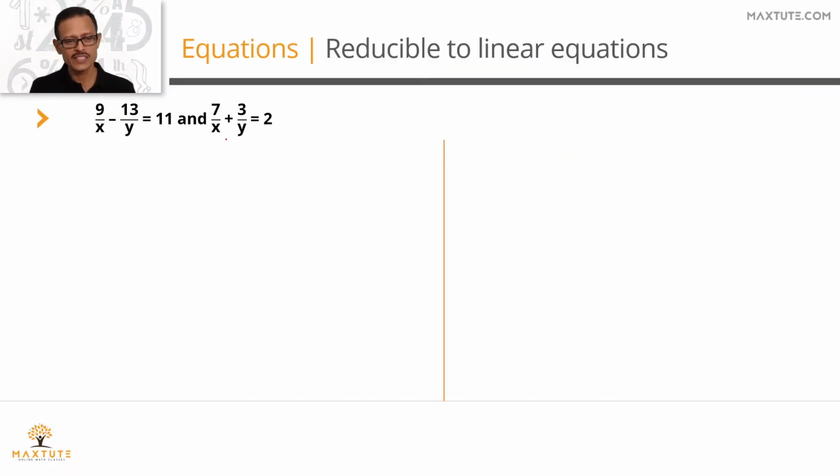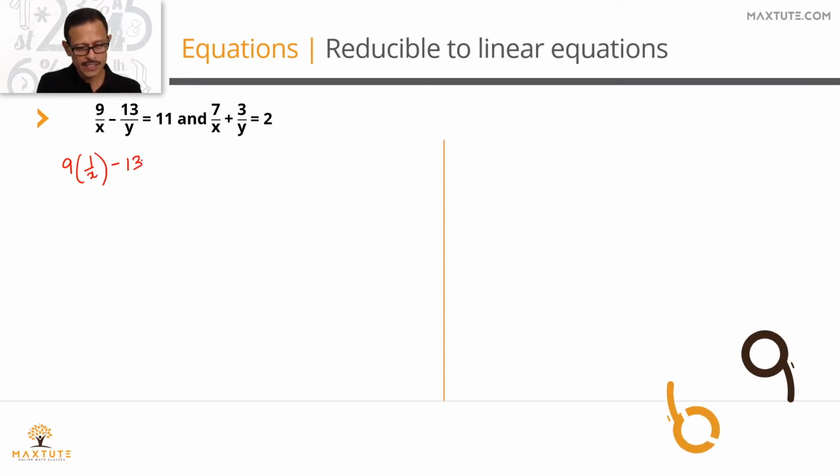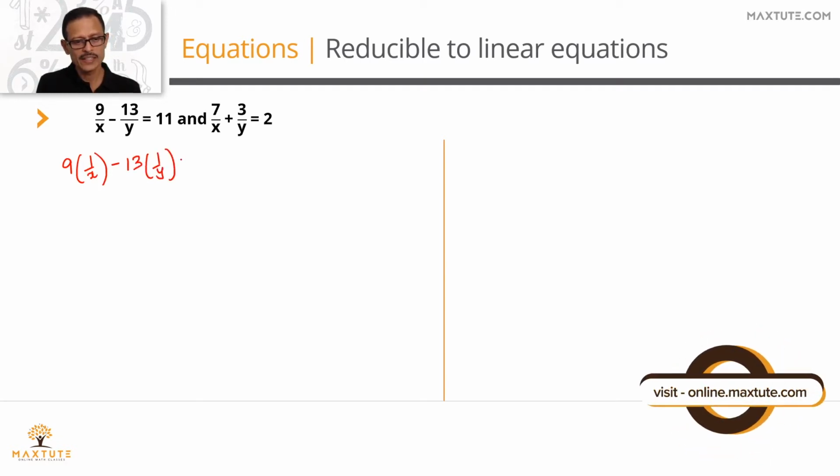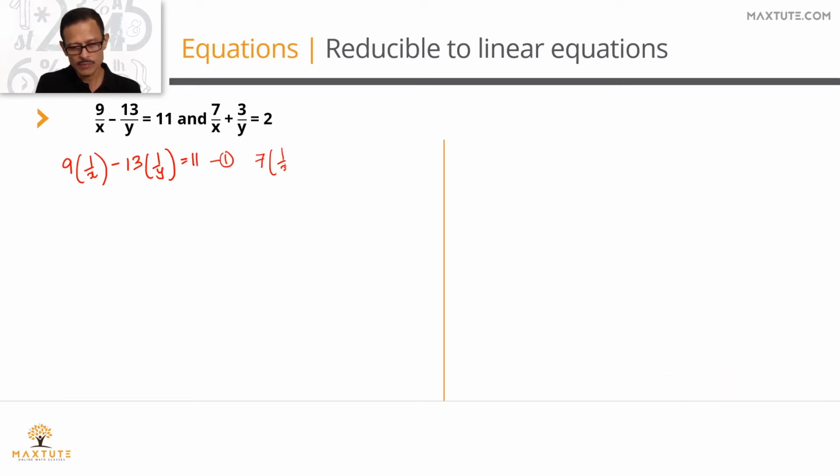Let's rewrite both these equations, stripping away this 1 by x and 1 by y. So we'll write it as 9 into 1 by x minus 13 into 1 by y is equal to 11. Same equation, I've just stripped away this 9 and written the remaining part of the variable. Similarly here, we can write this equation. Let's call this equation 1. 7 into 1 by x plus 3 into 1 by y is equal to 2. Let's call this equation 2.